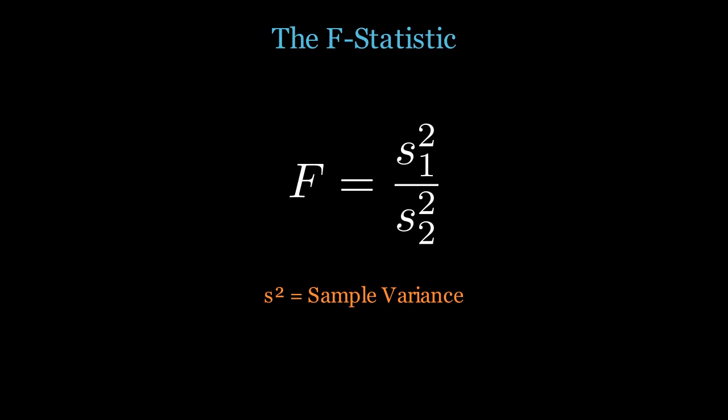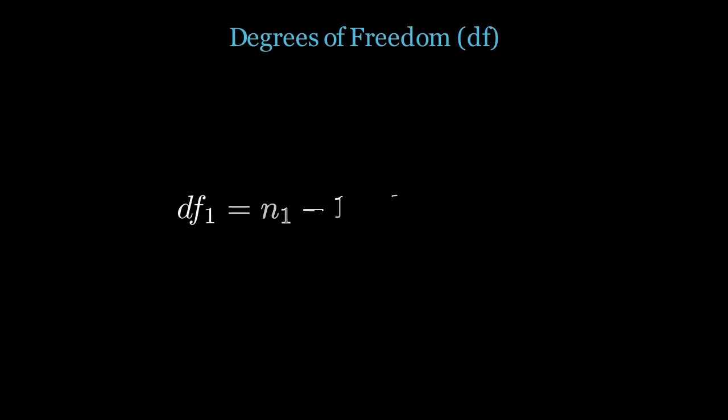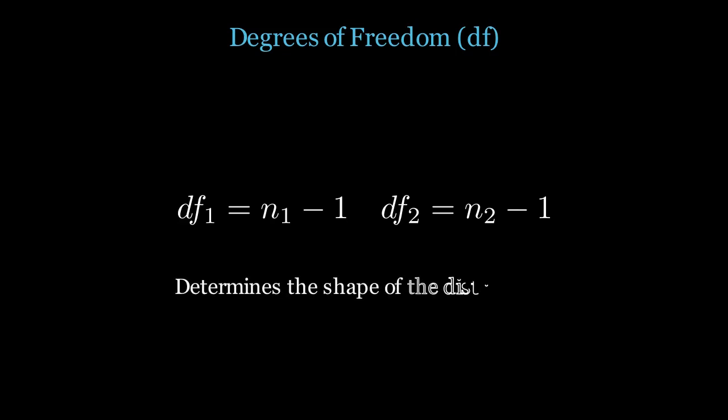The heart of this test is the F-statistic. The formula is deceptively simple. F equals S1 squared divided by S2 squared. Here, S squared represents the sample variance. By convention, we usually put the larger variance on top so that F is always greater than or equal to 1. If the variances are identical, F equals 1. The further F moves away from 1, the more evidence we have that the two groups are fundamentally different in their stability.